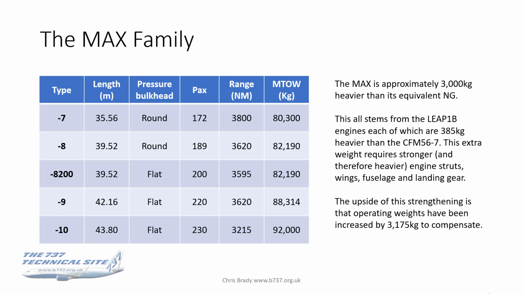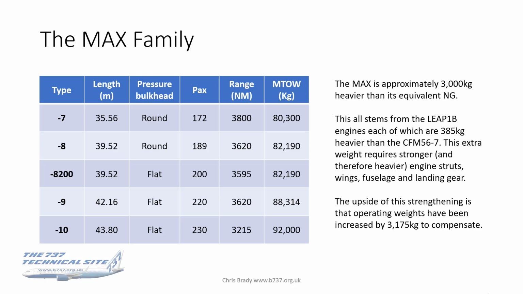And a sub-series of that is the 8200. Main difference there being the flat pressure bulkhead and a number of other cabin changes enabling 200 passenger capacity. And of course Type 2 doors as well after the wing. The 9 followed very soon after the 8, and that's in airline service and has been for several years. And coming soon will be the 10. This has started but is still in its certification flight test program.